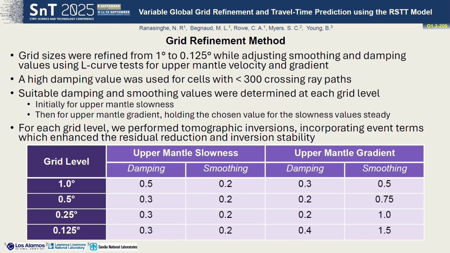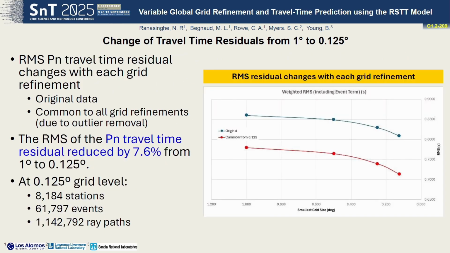And so you can see at the different grid levels, these are the damping and smoothing values that we optimized using the L-curve. So, changes to travel time residuals from 1 degree to 0.125 degrees. The RMS Pn travel time residual changes with each grid refinement.